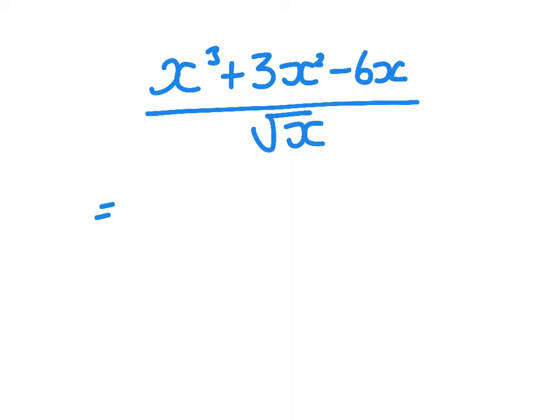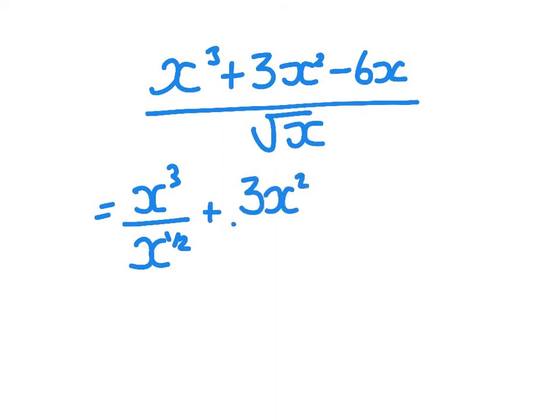Okay, example number 5. We've got x cubed plus 3x squared minus 6x all divided by the square root of x. Similar to the last question, we're going to separate it and divide each term by the square root of x, but I'm going to be rewriting that as x to the power of a half because I know that I need to remove the root before I can differentiate. So this is the same as x cubed divided by x to the power of a half plus 3x squared divided by x to the power of a half minus 6x divided by x to the power of a half.